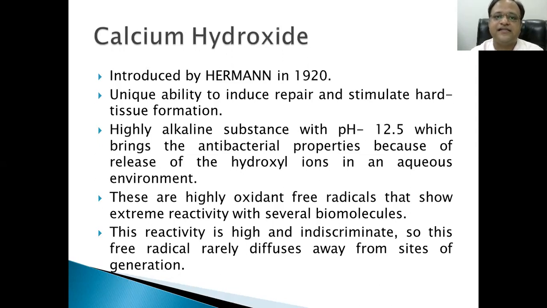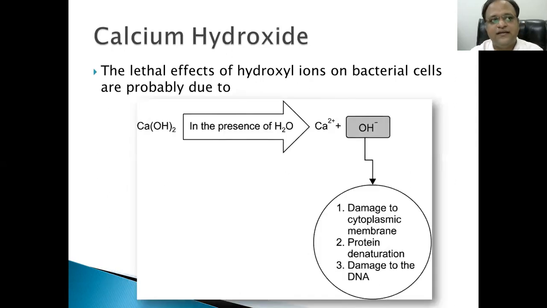Hydroxyl ions are highly oxidant free radicals, and they show extreme reactivity to several biomolecules. This reactivity is high and indiscriminate. That means it doesn't differentiate between two types of bacteria. It is of a polymicrobial level, and free radicals are there, and it diffuses into the tissue. So what happens is calcium hydroxide. Let's see a flow chart of how the lethal effect of hydroxyl ion is given.